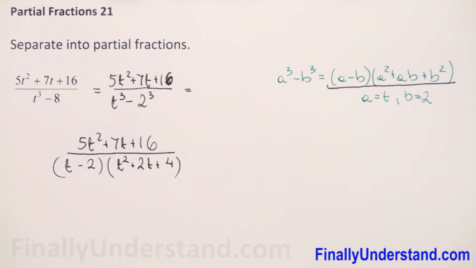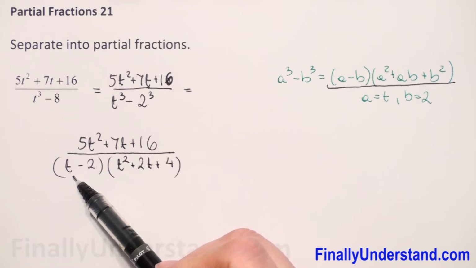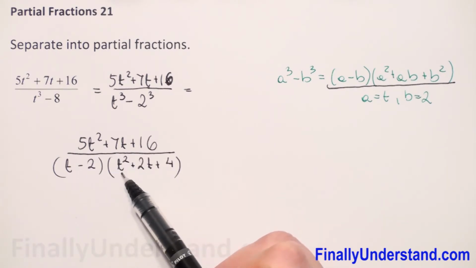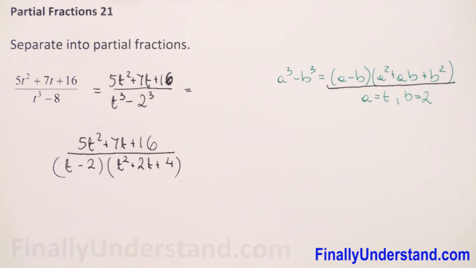So next, the first parenthesis has a linear factor, everything is okay, and in the second we have a quadratic function. So first we have to check if we can factorize this expression, t squared plus 2t plus 4. So we will calculate the discriminant.